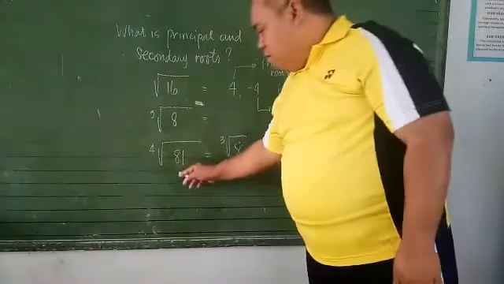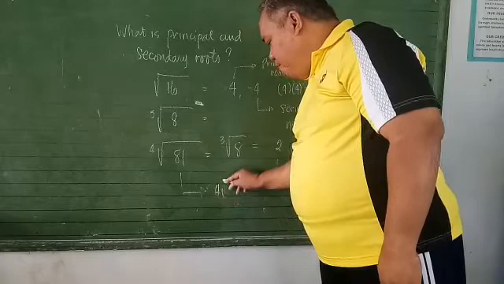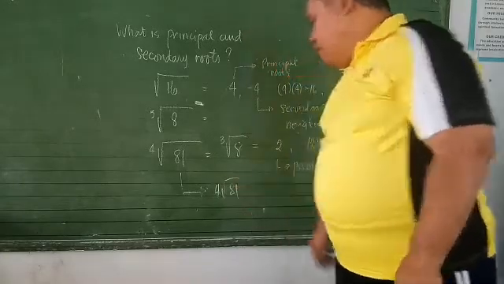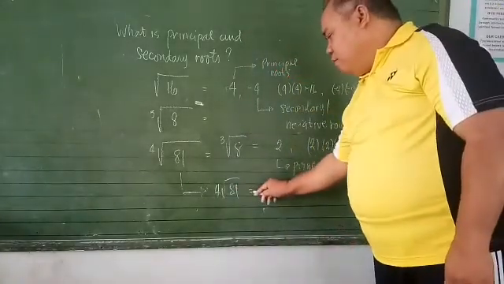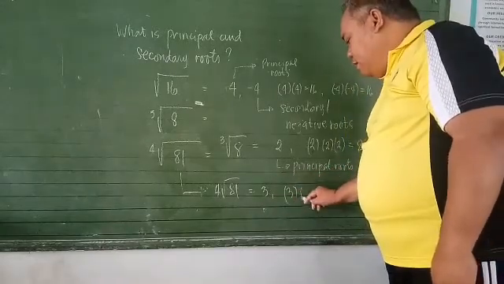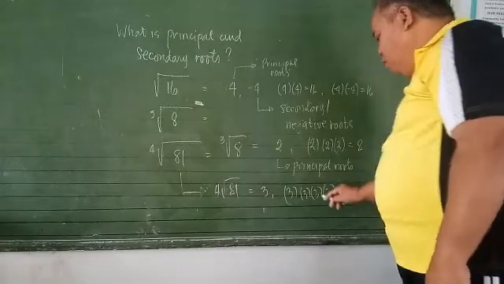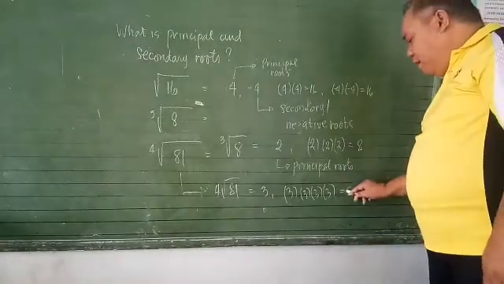Now what about this one? The fourth root of 81. Diba it will give you 3? Kasi 3 times 3 times 3 times 3 will give you an answer of 81.